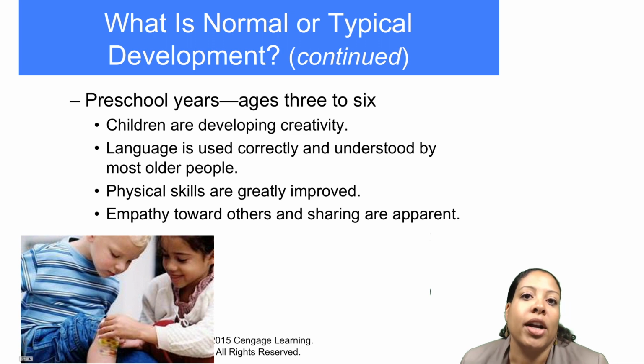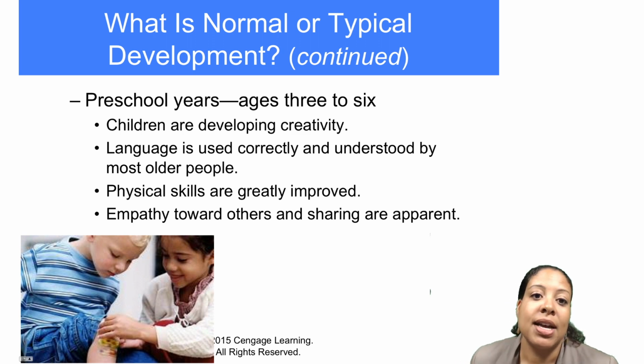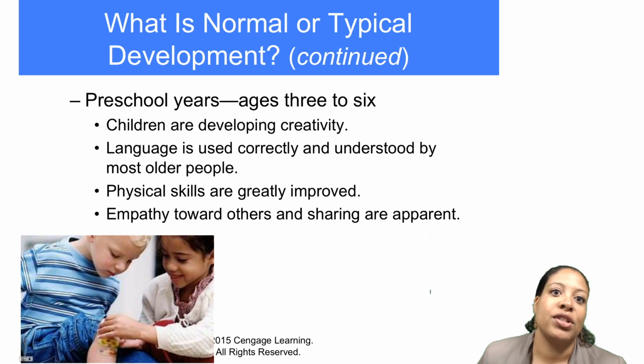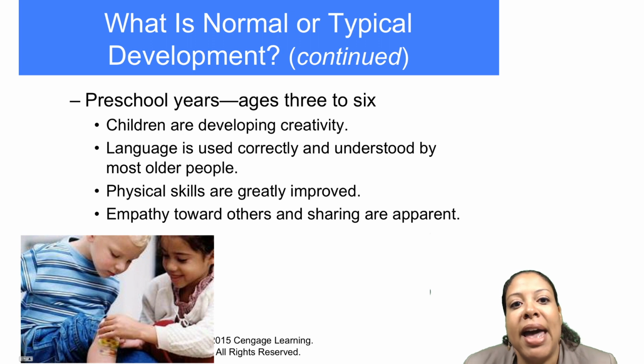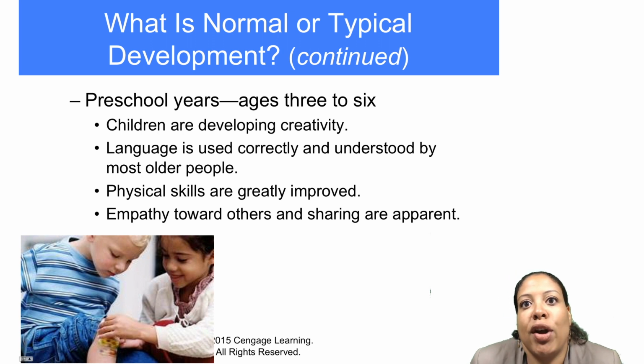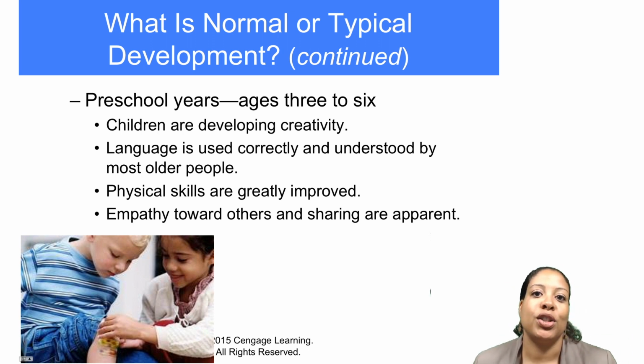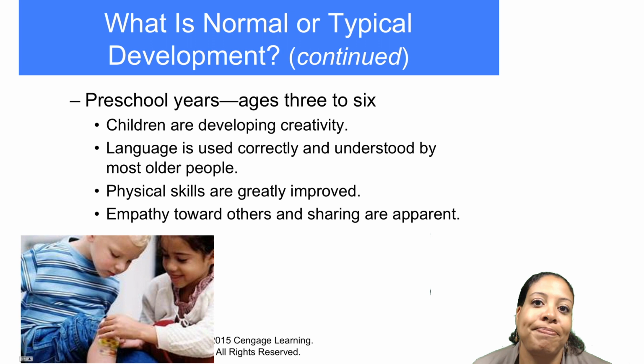In the preschool years, we're looking at ages 3 to 6. Children are developing creativity, language is used correctly and understood by most older people, physical skills are greatly improved, and empathy towards others and sharing are apparent. So you see a huge jump of development from toddlerhood to the preschool ages.